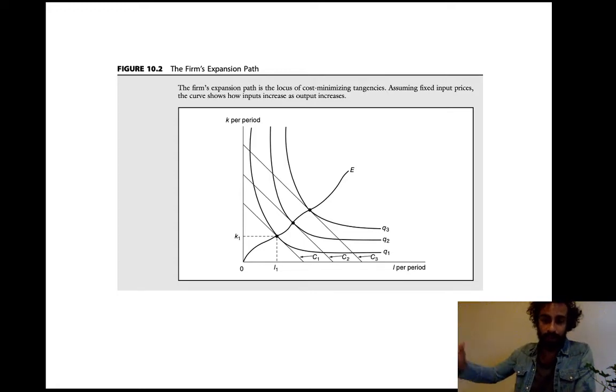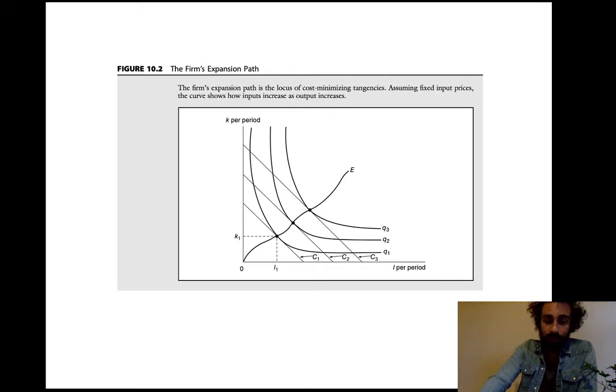E traces out the expansion path. That's how much capital and labor you're employing as you grow, as the firm produces more output. Or I guess less output if you're looking at E going the other way, right? It shows the relationship between capital and labor and the quantity produced.